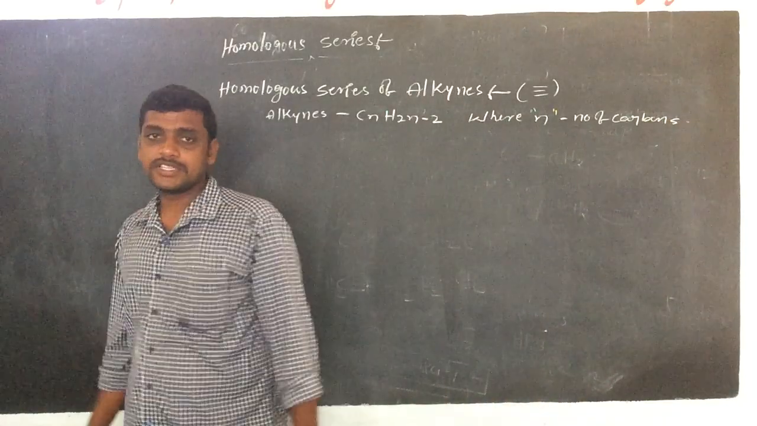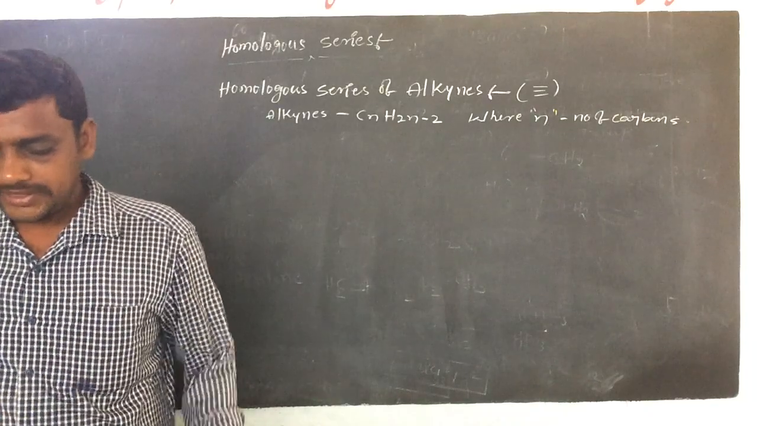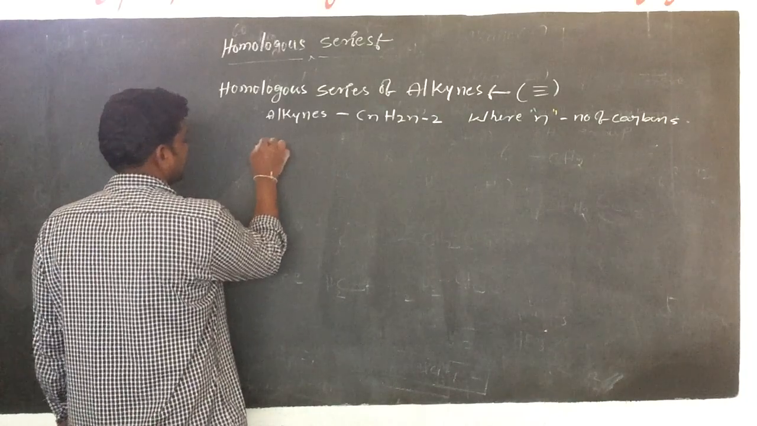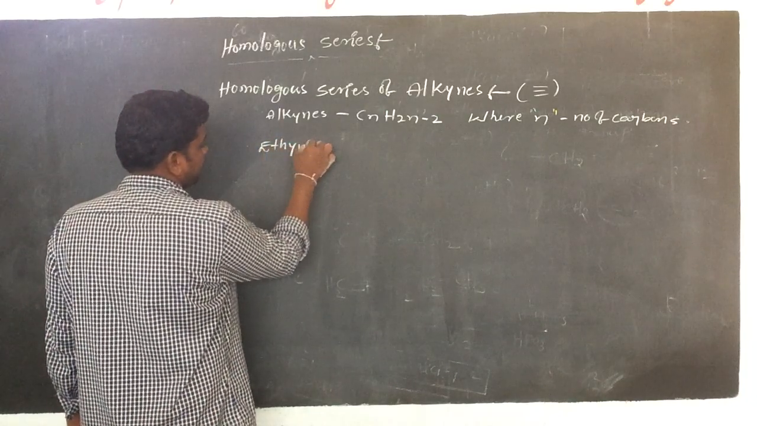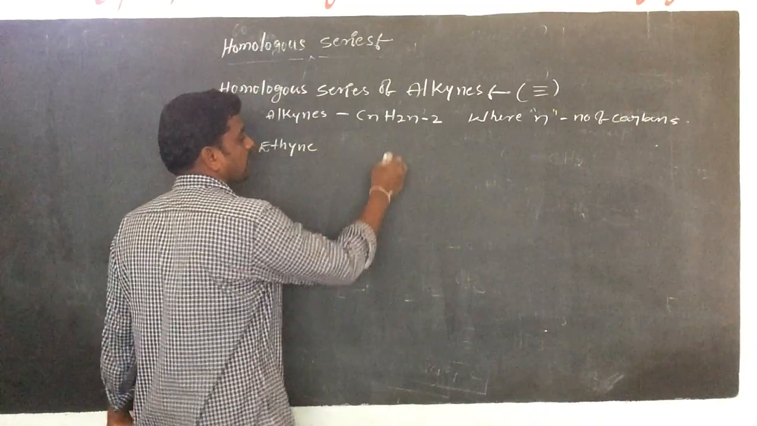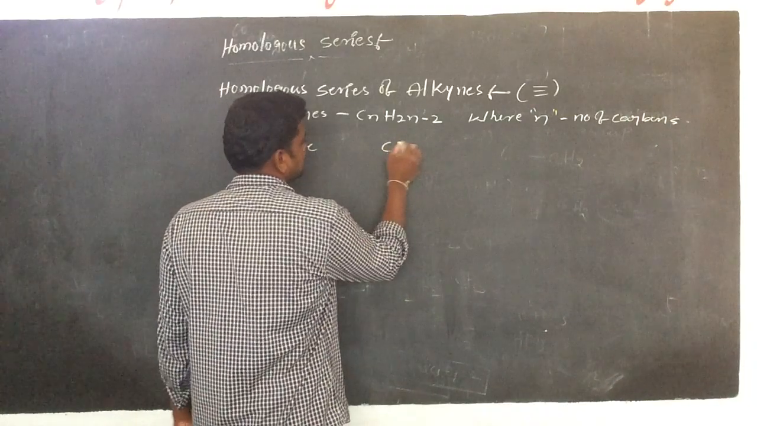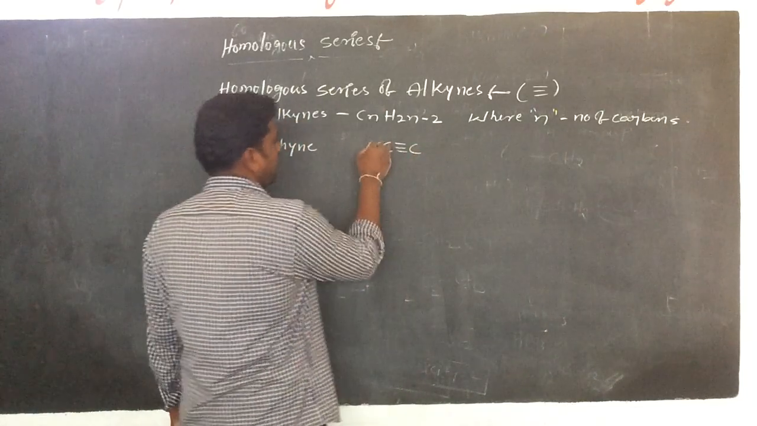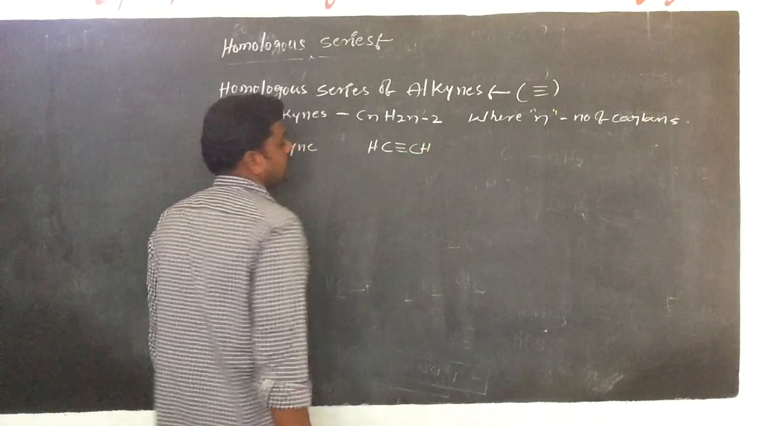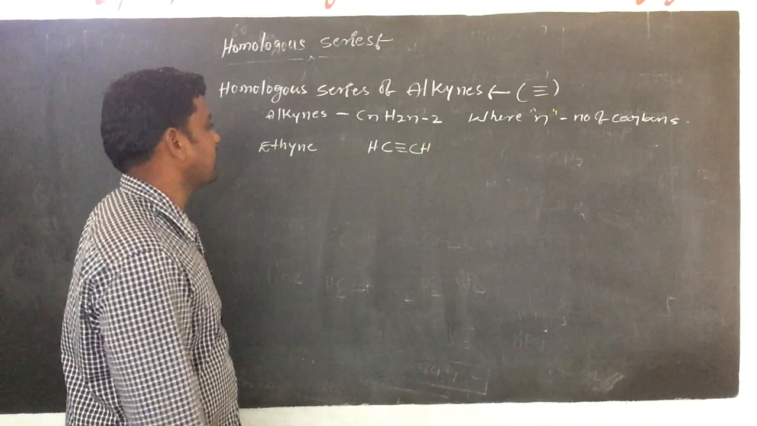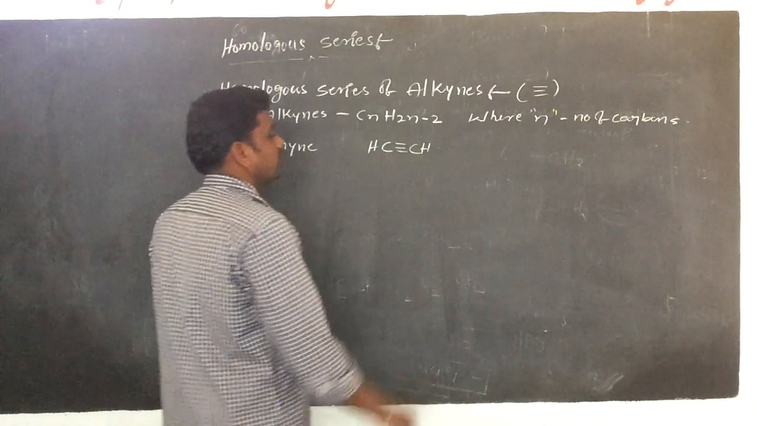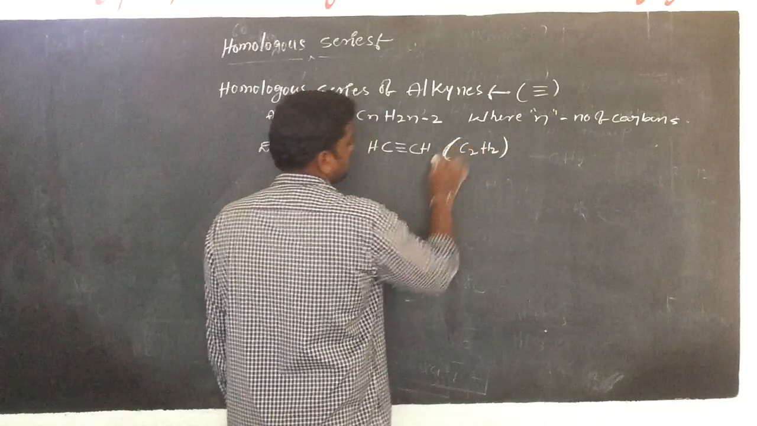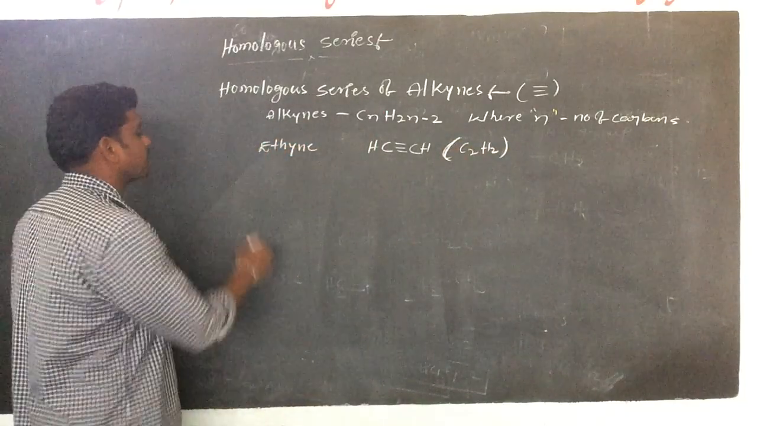Okay, first is ethyne. Ethyne means how many carbons are there? 2 carbons. Okay, C triple bond C. Ine means triple bond. Remaining is H and H. CH triple bond CH. That is the structural formula of ethyne. If you add up the formula, it is C2H2.